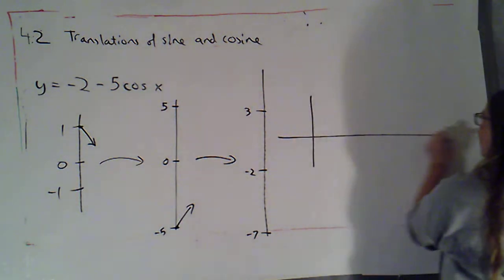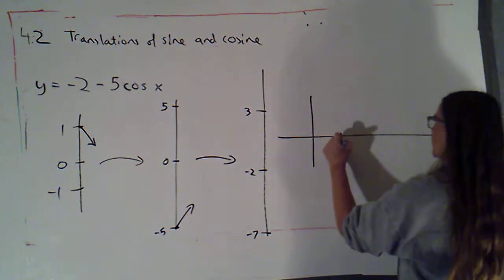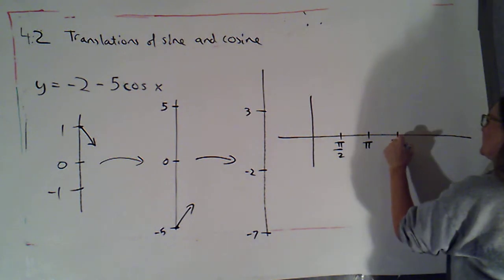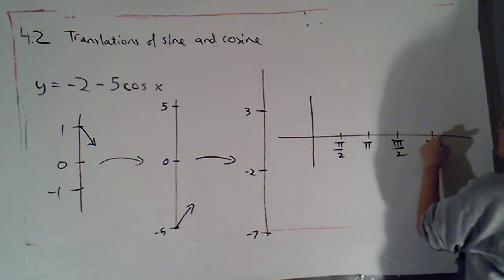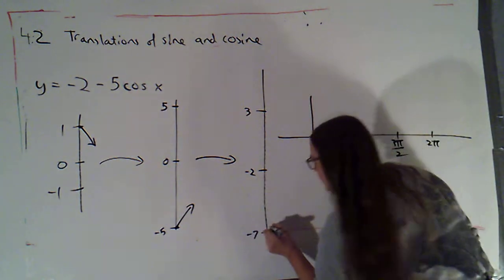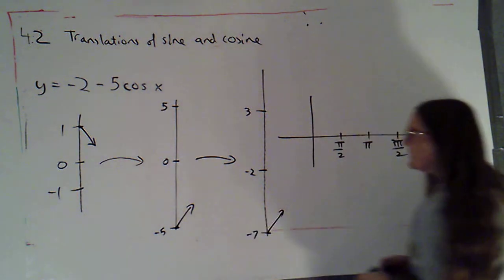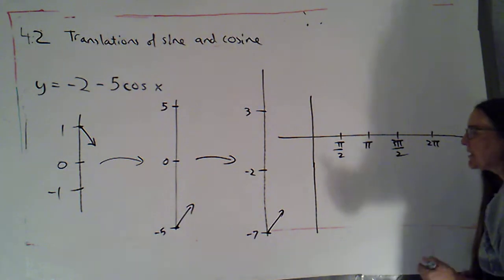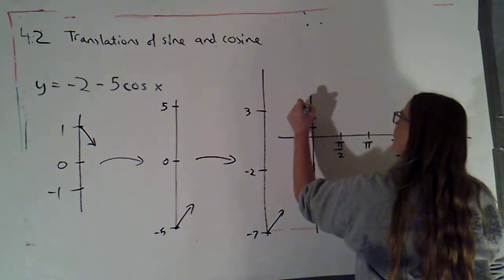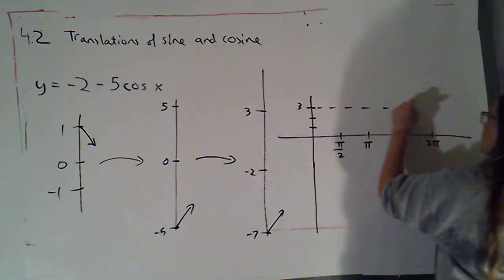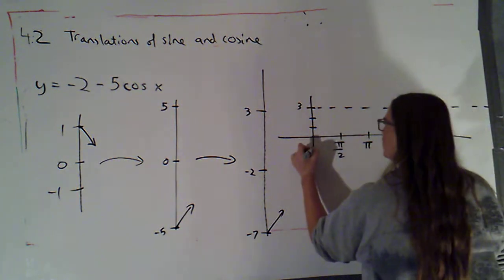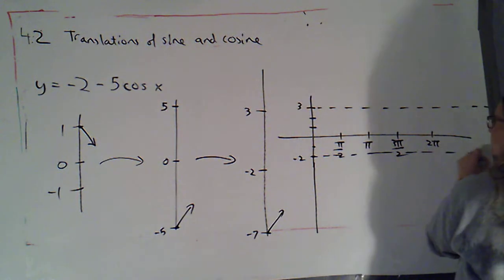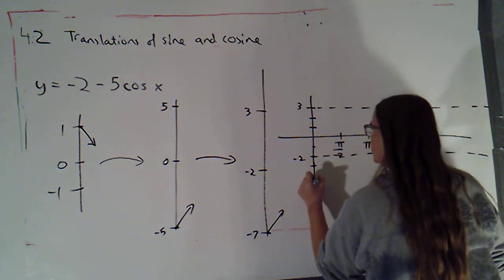So now I'm ready to graph. Haven't done any horizontal changes, so I know I'm just looking at my quadrantal angles, pi over 2, pi, 3 pi over 2, and 2 pi. We're still starting at a low value and going up. So let's mark off our high, our middle, and our low. So it looks like our high value is 3. Our middle value is -2. And our low value is -7.